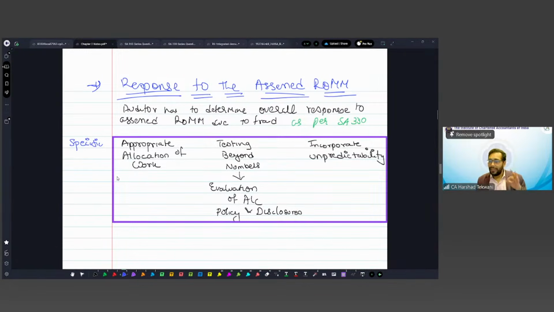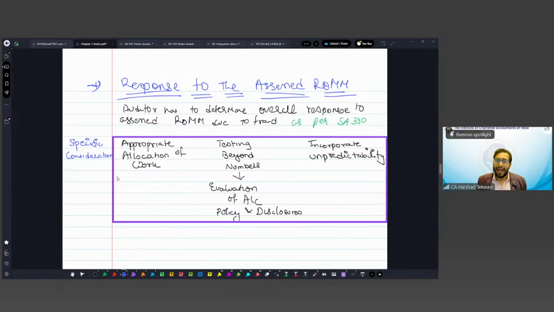When I talk about unpredictability, you test based on materiality, yes or no? We test based on materiality. When I talk about unpredictability, it means doing a testing which is not predictable by management. Management already knows that you are going to use materiality for your testing.